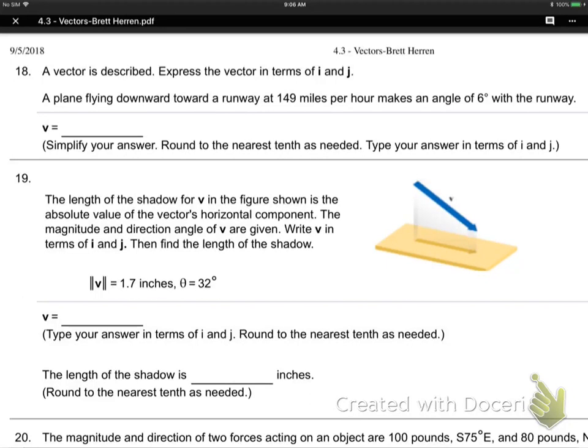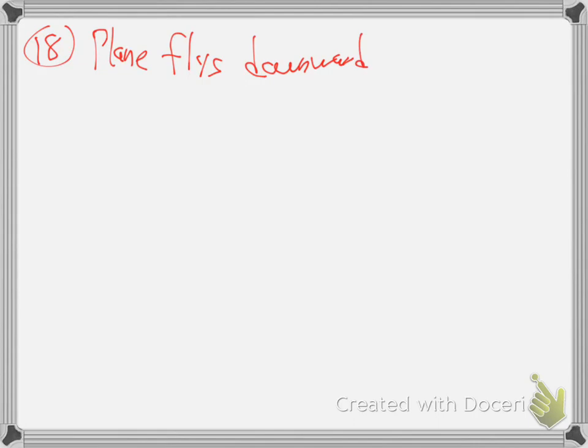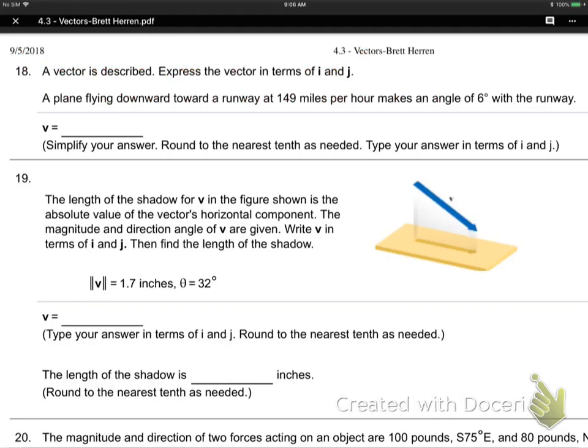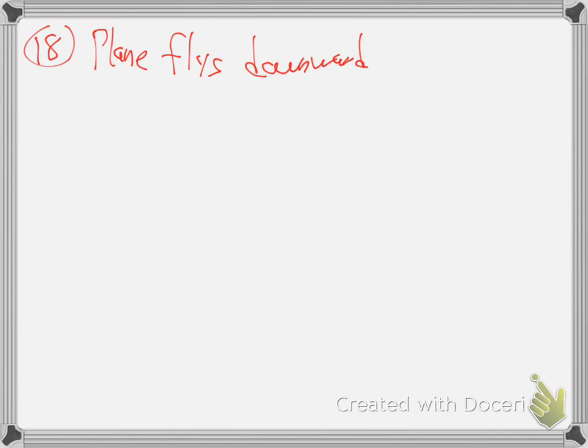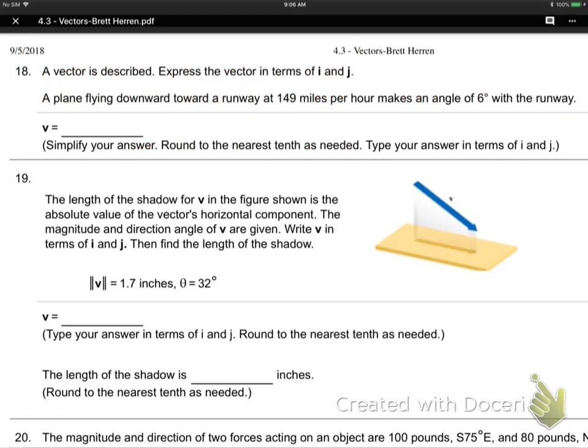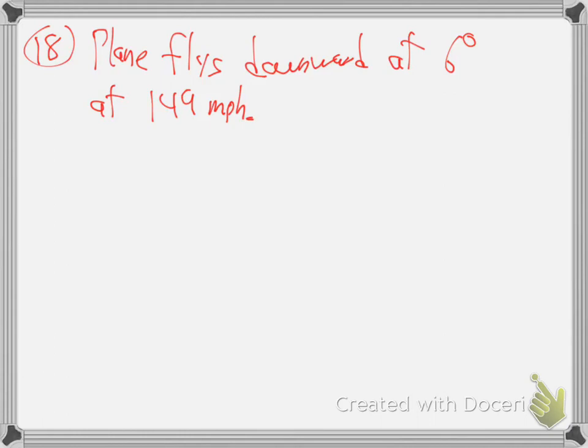And that is, a plane flying downward toward a runway at 149 miles per hour makes an angle of 6 degrees with the runway. Write the vector. So let me write it in bigger words for you. Number 18: a plane flies downward at a 6 degree angle at 149 miles per hour, and they want me to turn that into a vector.